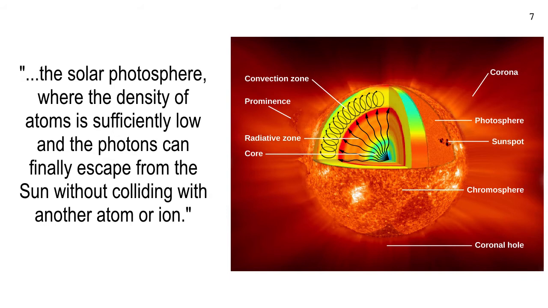Eventually, they will make it to the surface, but it takes thousands of Earth years to get out to the surface. But eventually the density is low enough that they make one last collision with a proton or electron, and then they're free. They've escaped from the surface of the sun, and that's when they start heading towards Earth.